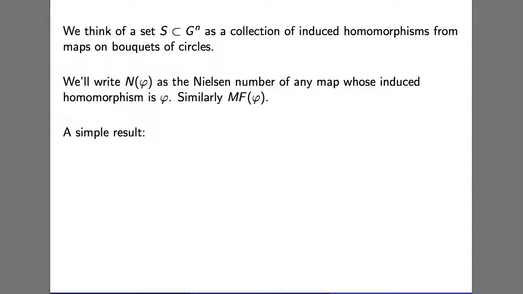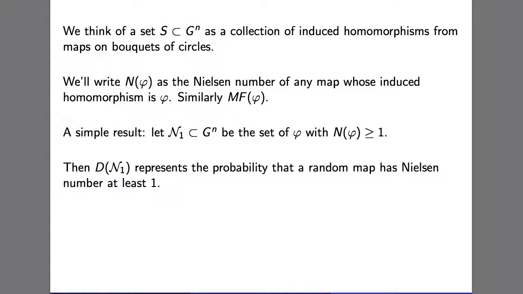And here's a simple result, just to give you a feeling for what we're going to try to talk about. Let N1 be the set of homomorphisms which have Nielsen number greater or equal to 1. So this is considering all the maps which have Nielsen number 1 or more. The density of such a set would represent the probability that a random map has Nielsen number at least 1. Of course, not all maps have Nielsen number 1 or more, but it's not hard actually to show this density equals 1. That means if you choose a random map on a bouquet of circles, you expect the Nielsen number to be at least 1, probably much more than 1 actually.